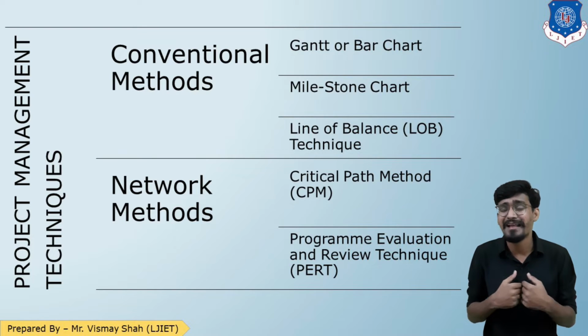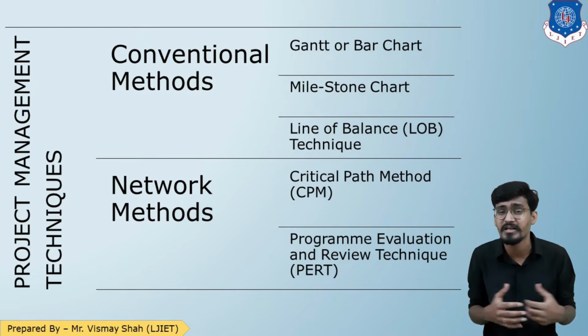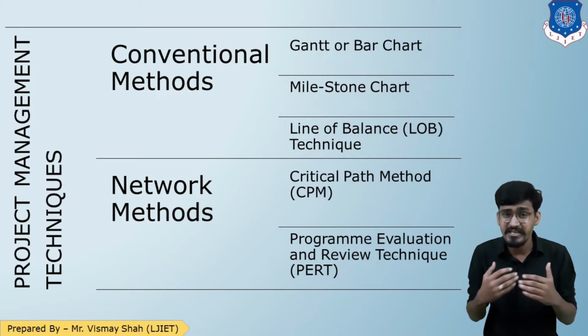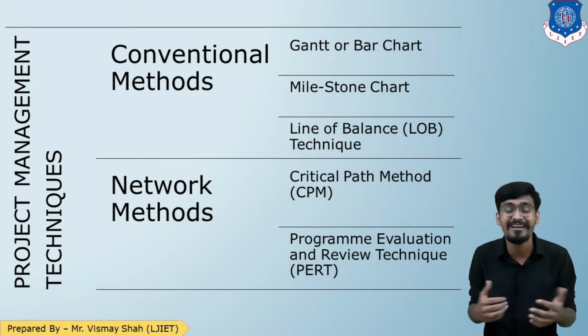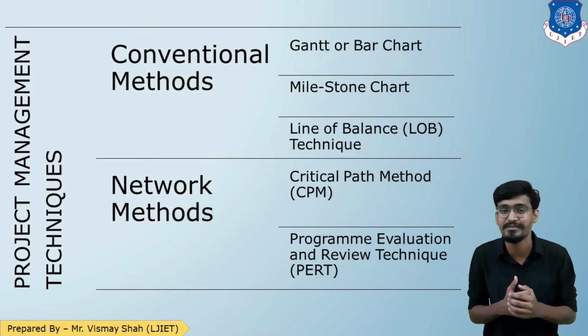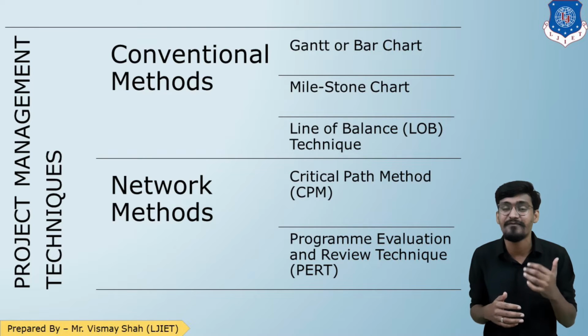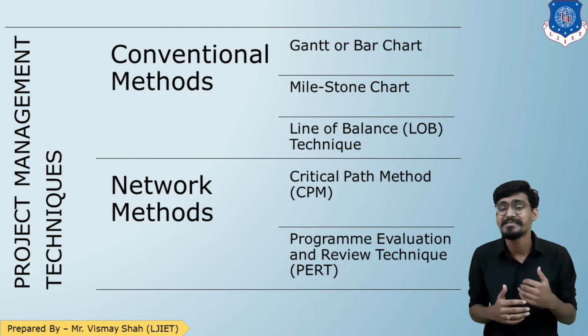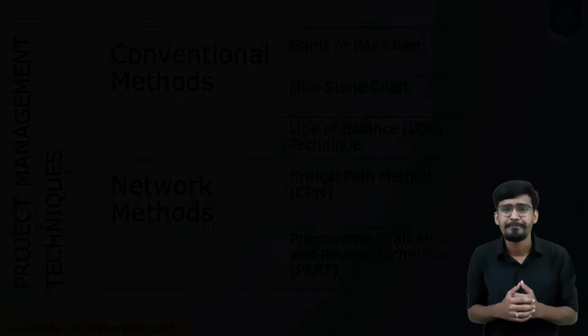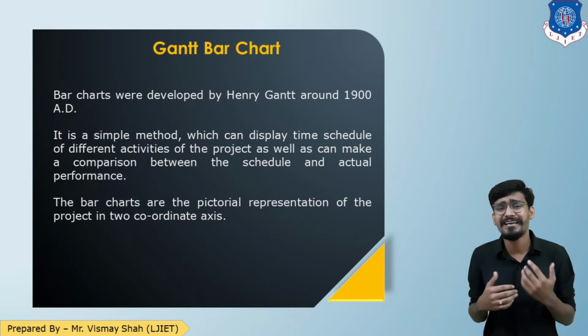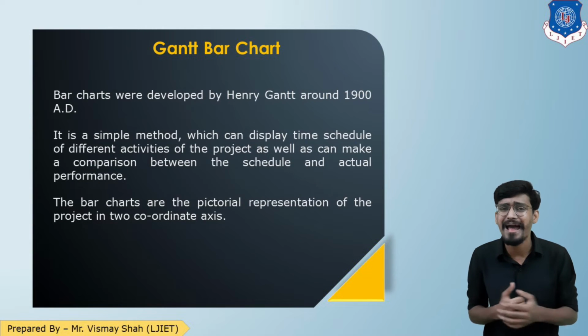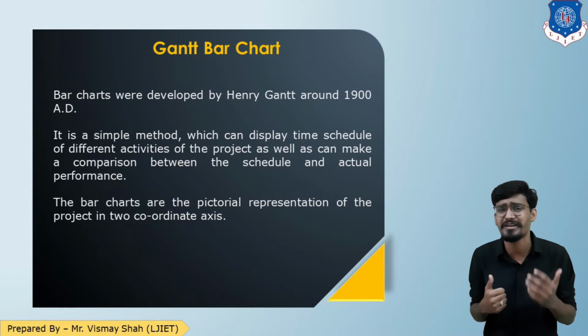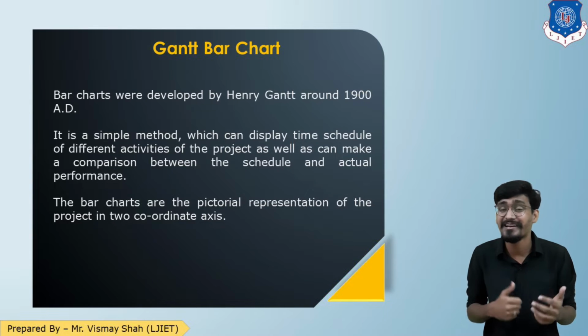So these methods are known as the heart of construction management. So we are just entering into the learnings of the heart of construction management. Today we are going to start with the conventional methods of project management, and the first method is the bar chart, or we can say Gantt chart. Let us see. The Gantt chart was developed by Henry Gantt back in 1900 AD.